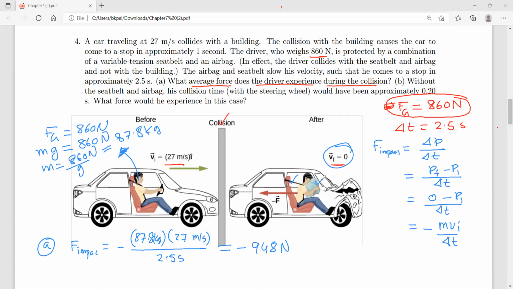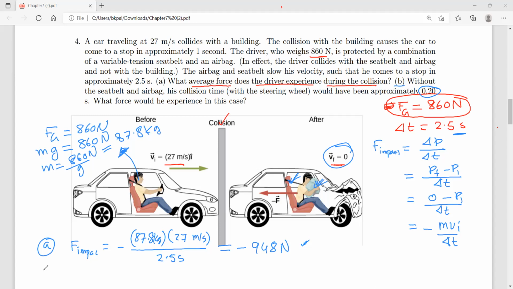Now in the next problem, number B, it says that without the seat belt and the airbag, his collision time would have been approximately 0.20 second. In the first problem, because of the seat belt and the airbag, the time was 2.5 second, so the impact force was not that large. But in the next problem, if there were no seat belt and airbag, then the impact time will be very small, 0.20 second. So if the impact time is 0.20 second, what will be the impact force?